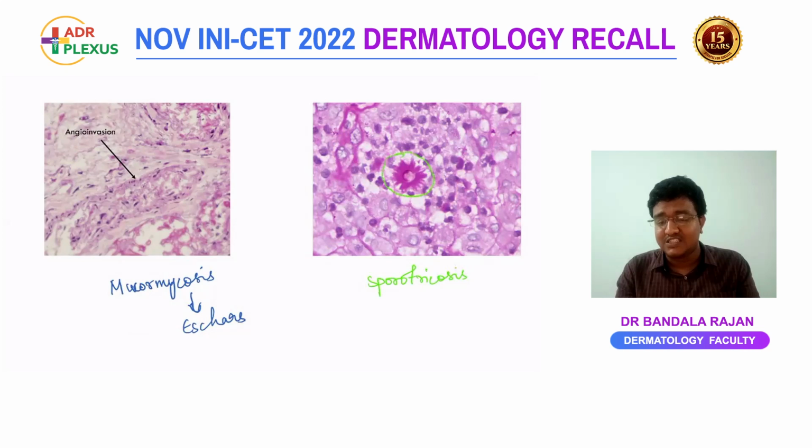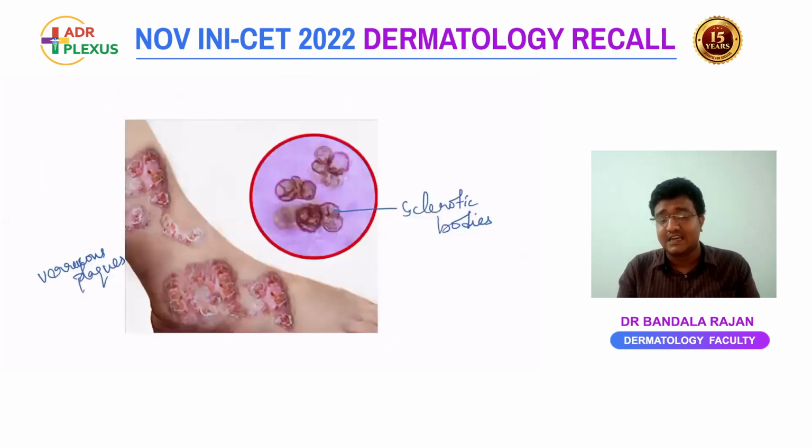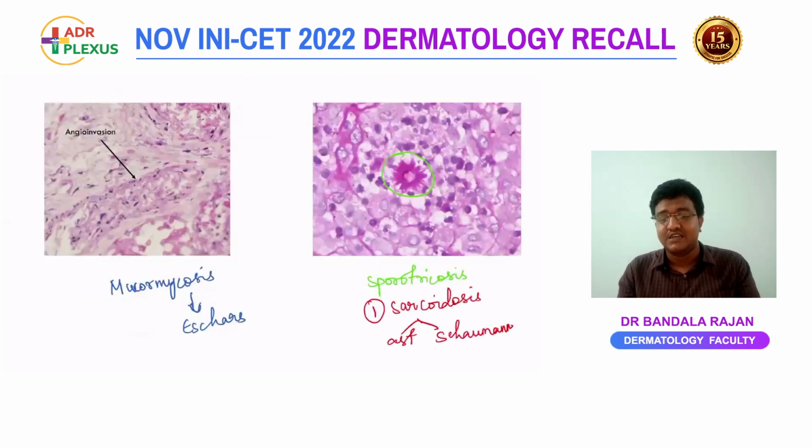Here we can make out the asteroid shaped body. Apart from sporotrichosis, it can be seen in another condition known as sarcoidosis. In sarcoidosis, two bodies are seen. One is an asteroid body, another is Schaumann bodies. The other option given was grains. Grains are classically found in a condition known as mycetoma. It can be actino or eumycetoma. So in this way, we can easily differentiate the points. So the answer for this is sclerotic bodies engulfed by macrophages, which is the other name for copper penny bodies.